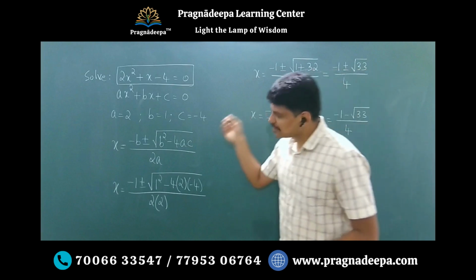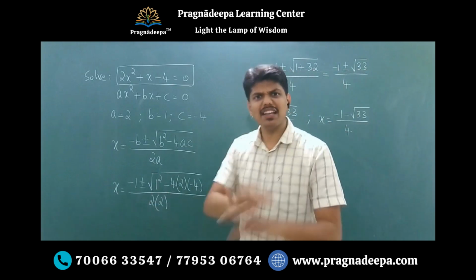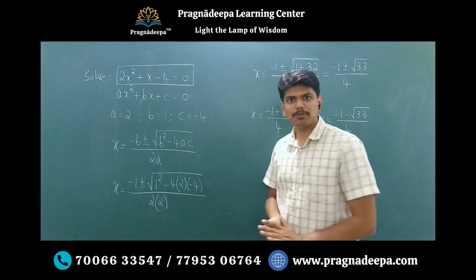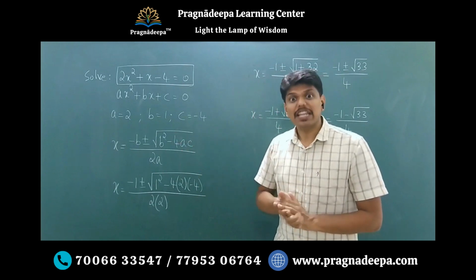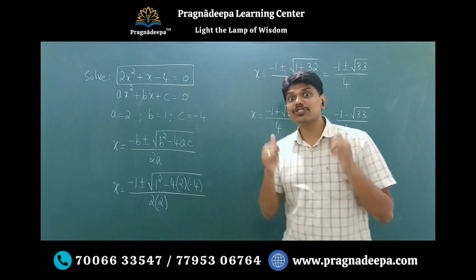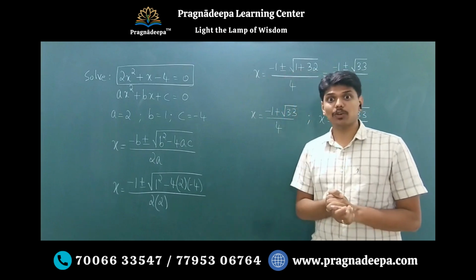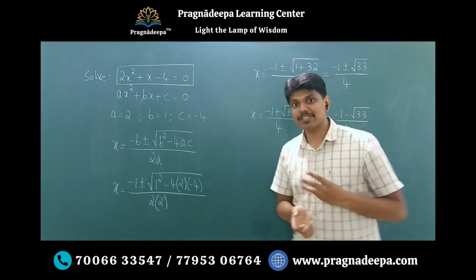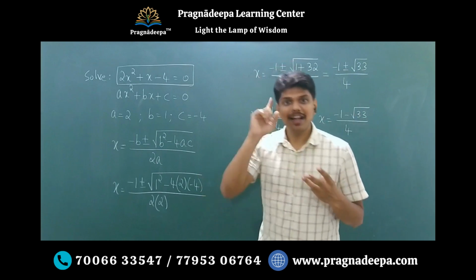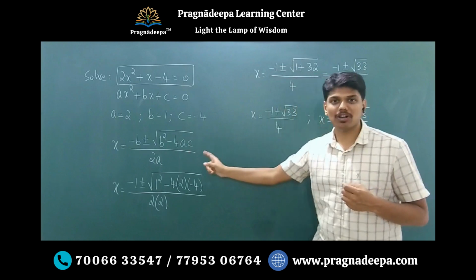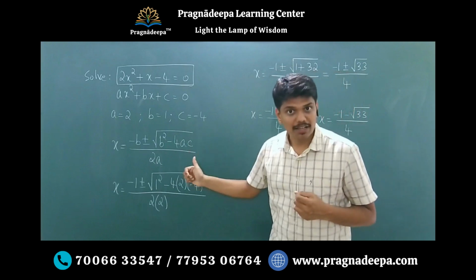All the problems that can be solved by factorization can also be done in the formula method, but everything that is done in the formula method cannot be done in factorization. So if you ask me which is the strongest method to solve a quadratic equation among these three, which are factorization, completing the square, and the formula method, I suggest that this is the formula. This is the king of the king formula.